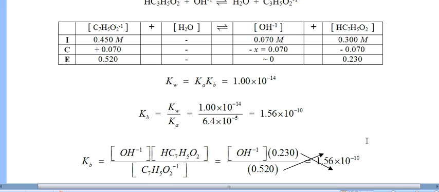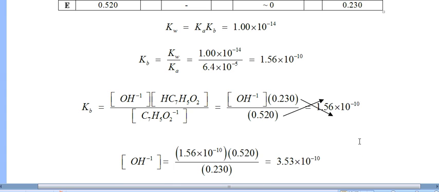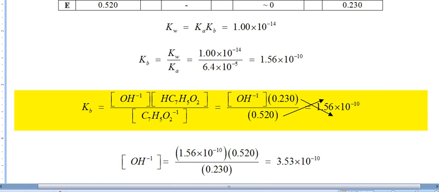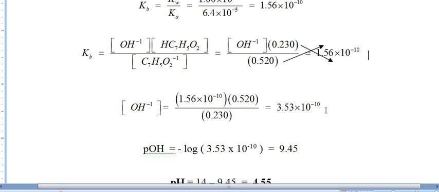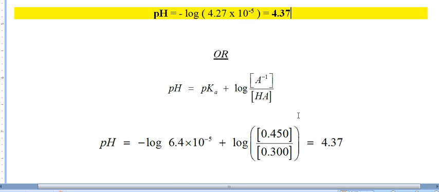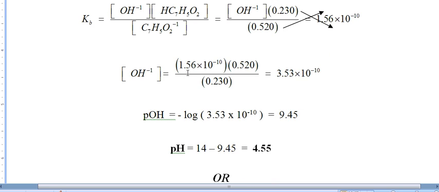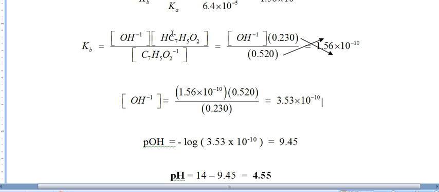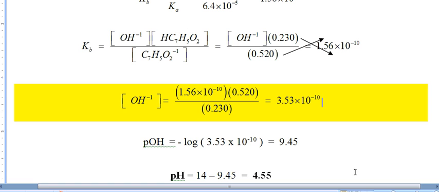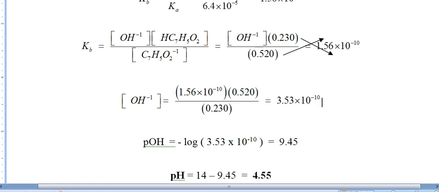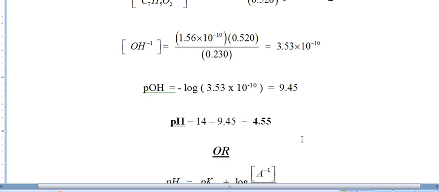Alright, again, we need to use a Kb expression since we have hydroxide. Rearrange the variables so we can get our hydroxide concentration at equilibrium. So we'll do the rearrangement there, and then we get our hydroxide concentration to be 3.53 times 10 to the negative 10. Finding out what the pOH is from that, we get 9.45, and our final pH is 4.55. Talk about that here in a moment.